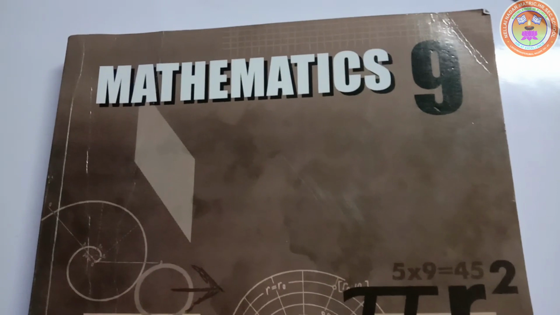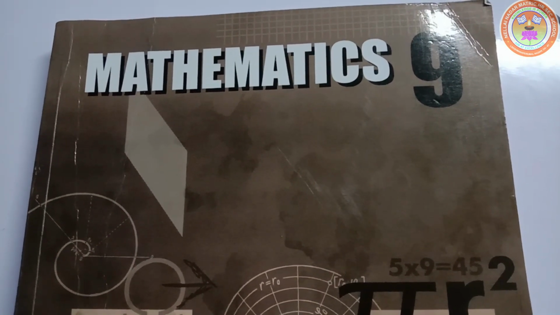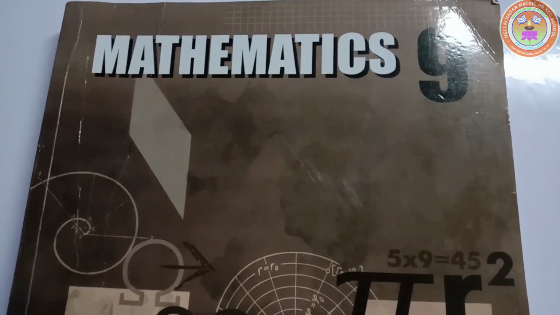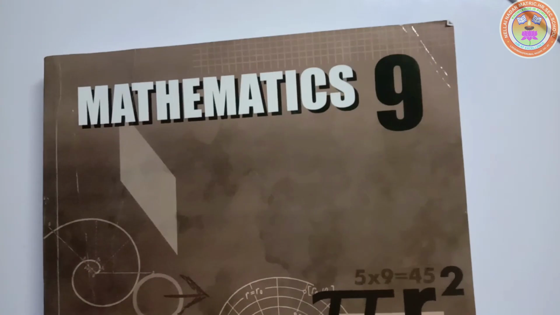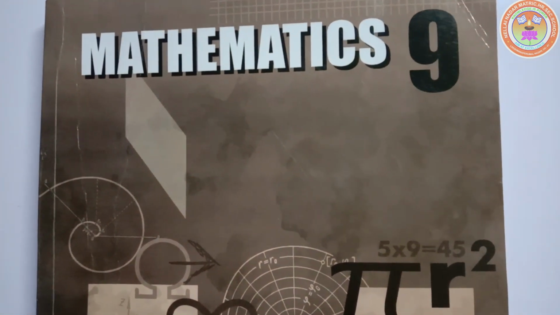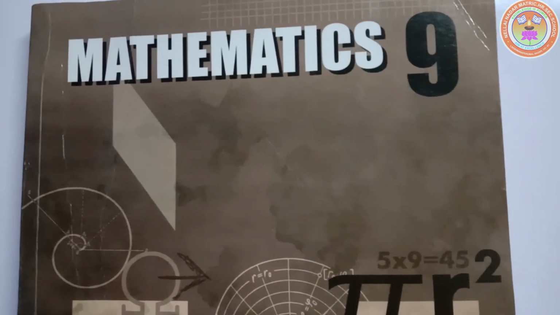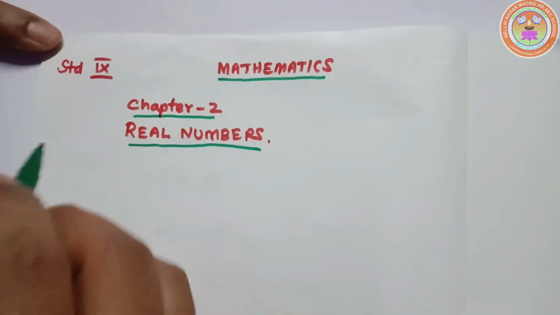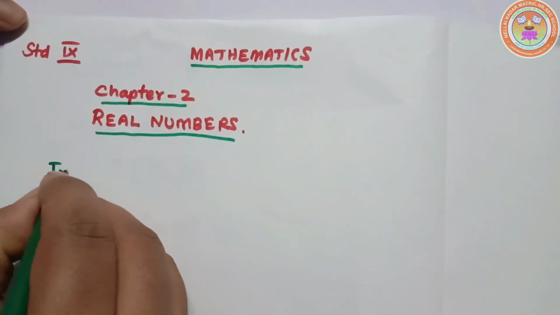Yesterday we have seen the number system. We have learned natural numbers, whole numbers, integers, rational numbers, and we have seen 3 rational numbers between numbers and 5 rational numbers between numbers. Now we can see exercise 1.2. Before that we'll see irrational numbers.